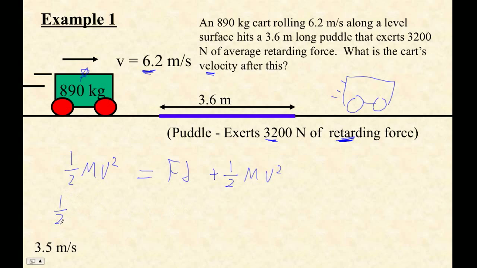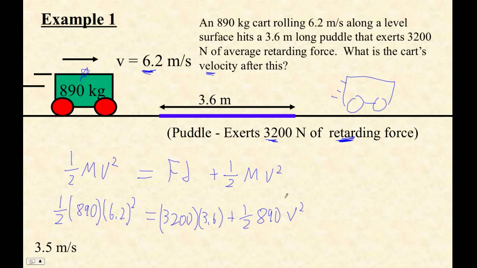Okay, let's plug in some numbers. So 1/2 times 890 times 6.2 squared equals that force times the distance. So it spends some of its assets on going through that puddle. So 3,200 times 3.6, plus 1/2 times 890 v squared. And again, we don't know the v. So 0.5 times 890 times 6.2 squared is 17,105.8, and then 3,200 times 3.6 is 11,520, plus, and then what's half of 890? 0.5 times 890, I think it's 445. Yeah, there we go.